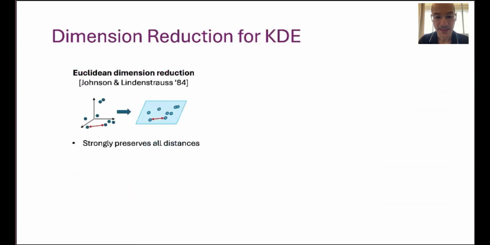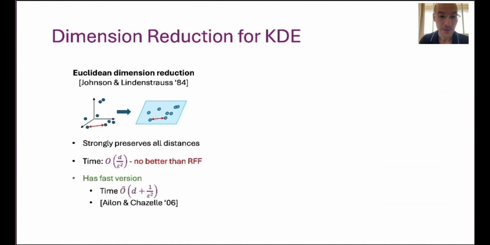Now, to speed this up, let's think about dimension reduction. If the dimension is high, maybe it's a good idea to reduce it. The Euclidean dimension reduction theorem tells us that we can map our points to a lower dimension in a way that preserves all the distances. However, this takes time d over epsilon squared, which is not faster than random Fourier features. Fortunately, there is a faster version of the theorem using randomized Hadamard transforms, which runs in time d plus 1 over epsilon squared. However, it doesn't reduce the diameter, which is what we want. Of course it doesn't. It has to preserve all the distances, including the diameter.